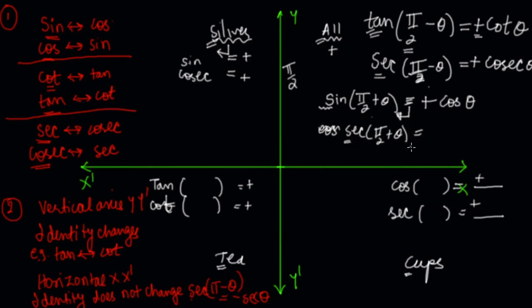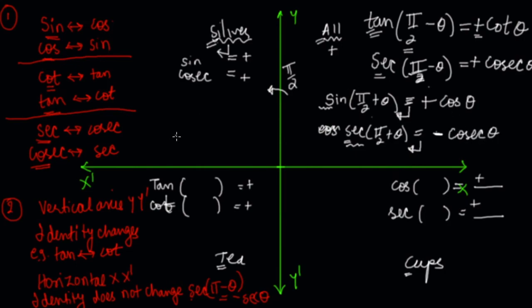If sec were on the left hand side of the equality, and it is jumping in the second quadrant, would the answer be positive? No, it is only when sine and cosec jumps. So the answer will be negative. And whenever you jump across the vertical axis, will its identity change? The answer is yes. So it will become cosec theta.